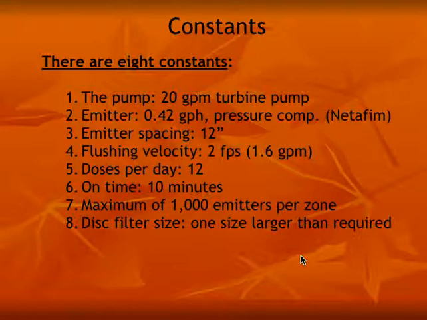The flushing velocity, which we haven't really mentioned yet, but that the amount of water, the speed of water that moves through the tubing, we want to achieve a minimum of 2 foot per second flush flow rate. The other thing is the doses per day. We just hold at 12 and keep that a constant. When we do that with this particular emitter, the on time for our timer always is 10 minutes. It'll be at 2 hours off and at 10 minutes on all the time. And then we cap the number of emitters per zone at 1,000 emitters. And when it comes to the disc filter, we're going to increase the size of the disc filter from what's required by the number of emitters, 1,000, up to the next highest size.